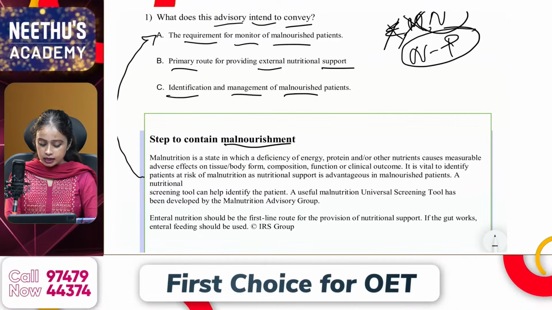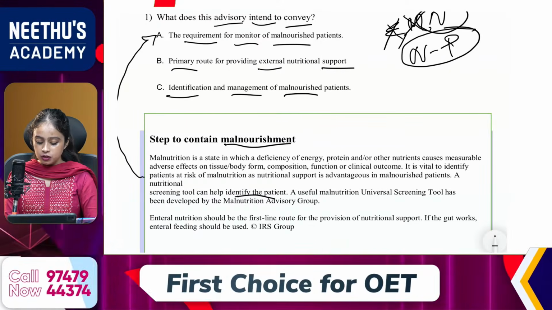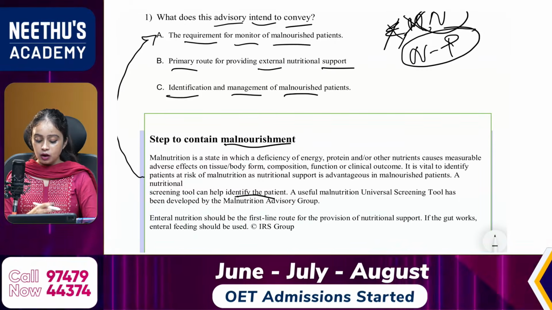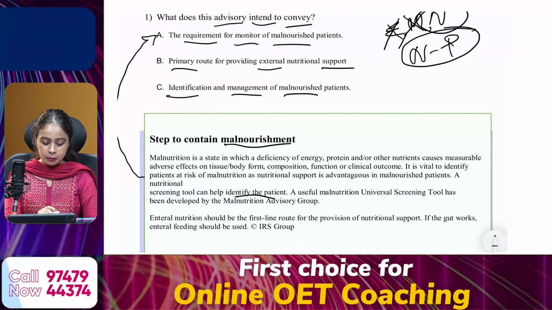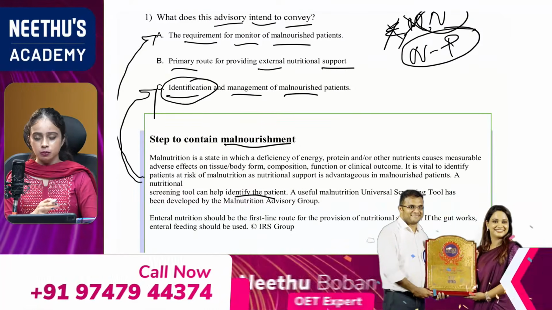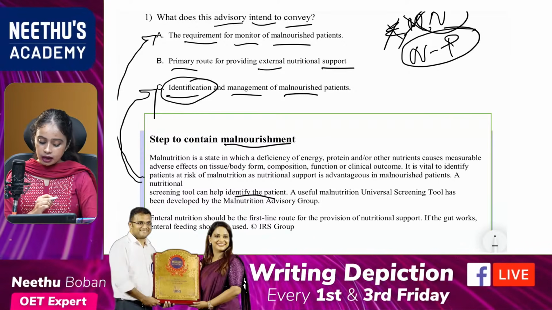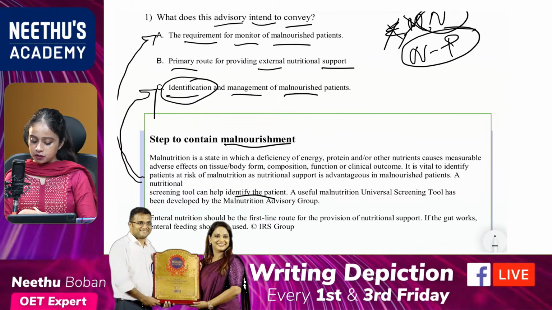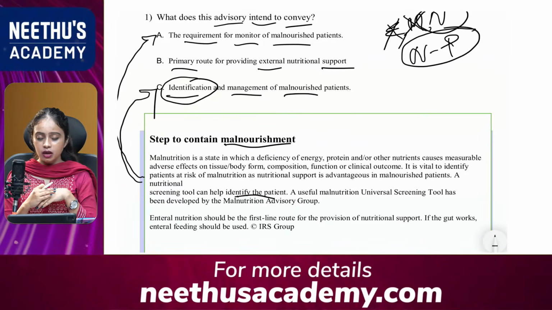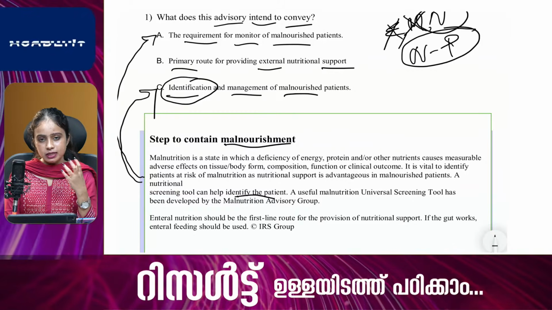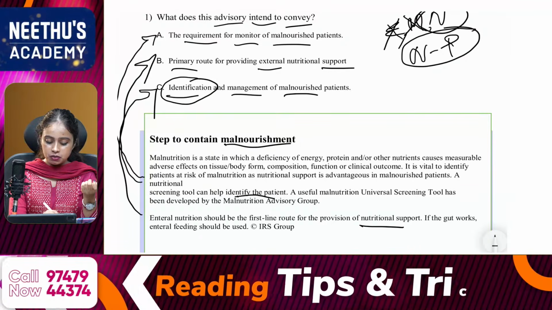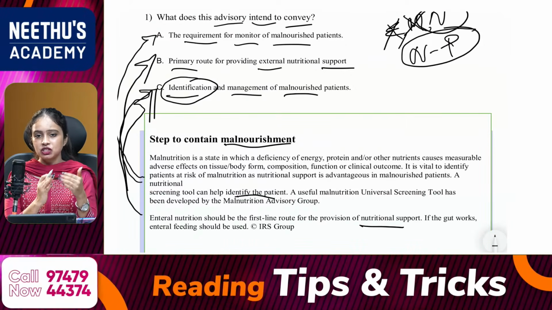Then a nutritional screening tool can help identify the patient. A universal malnutrition screening tool has been developed by the malnutrition advisory group. Again, we can trace to option A as well as option C, because identification is mentioned in option C, the first word. Then the rest of the lines: enteral nutrition should be the first line route for the provision of nutritional support, and if the gut works, enteral feeding should be used. So what about the second para? It's all about nutritional support, so we can trace to option B or again option C. So we have chances.